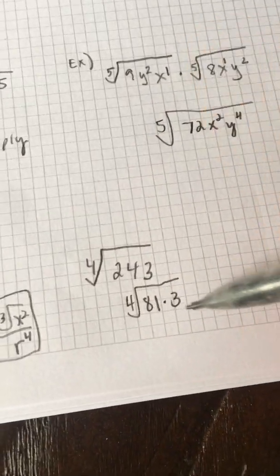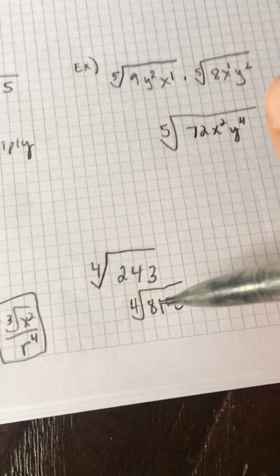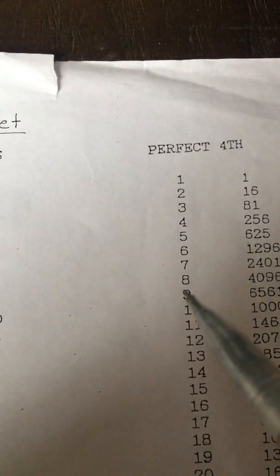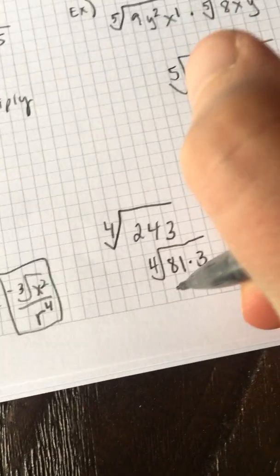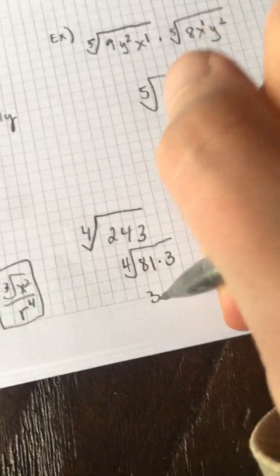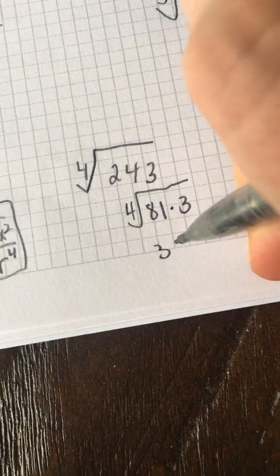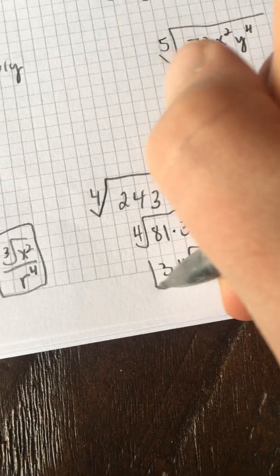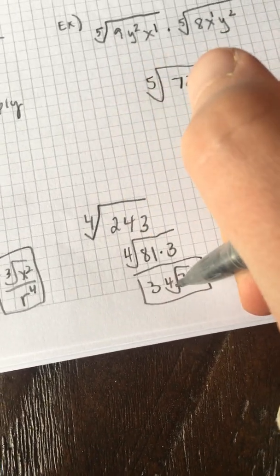And then this is where you can break it up into two separate, but I just like to say perfect or not perfect, perfect, not perfect. If you're saying perfect, it's coming out. 81's perfect, it comes out as 3. 3 is not a perfect fourth, so that's staying in the jail. Stays in the fourth root jail. A lot of students will lose that index, so don't lose that.